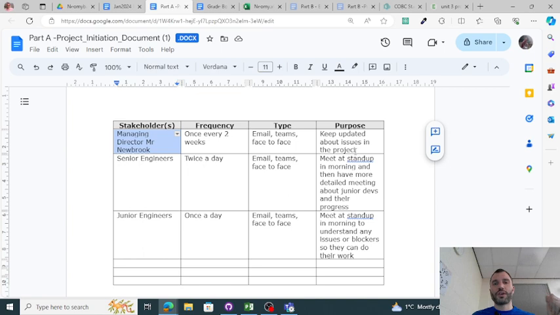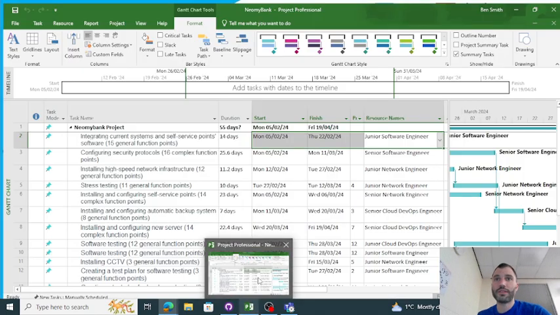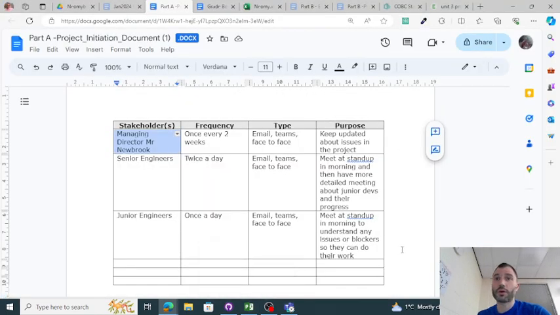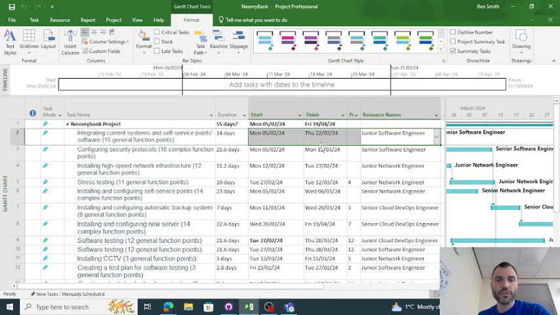With the managing director, it's to keep him updated. With the senior engineers, it's to meet them in a stand-up in the morning, but also have detailed meetings with them about junior developers. And the junior engineers, it's about meeting them every day to understand any issues they've got. So as a project manager, I can unblock them. So that's the PID. Hopefully you got a lot of that or more than that in there. So the Gantt chart.